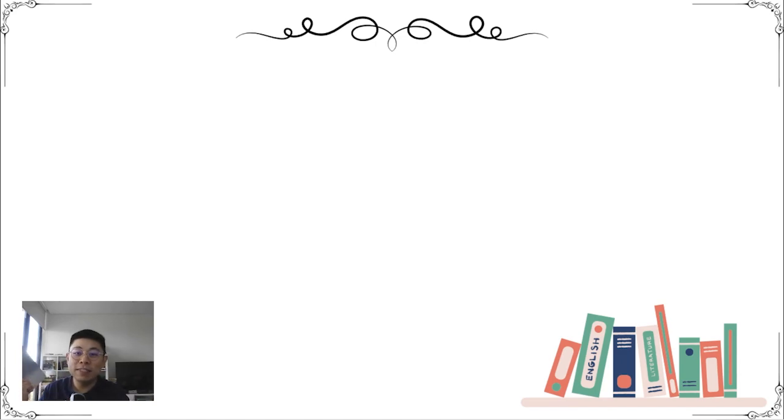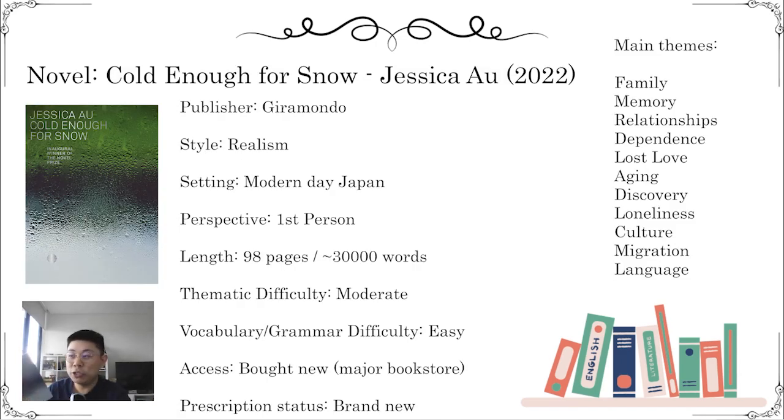First one in the novels list is Cold Enough for Snow by Jessica Au. This was published in, I believe, 2022, so quite recently. It's about a mother-daughter relationship of Asian Australian migrants from Hong Kong, and together they go on a holiday to Japan, just the mother and daughter. The daughter is in her late 20s, early 30s, I believe, so old enough that she's got a life going for herself. She lives by herself with her partner, and she feels this obligation towards her mother to try and guide her, take care of her, be a good daughter for her.